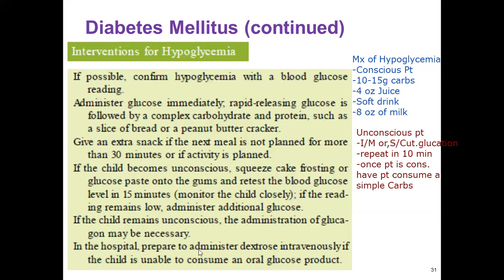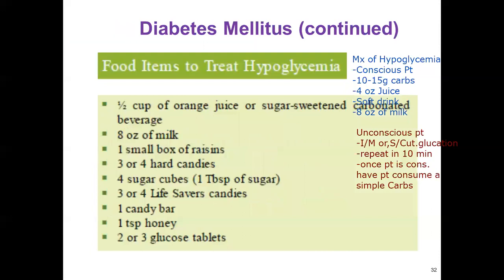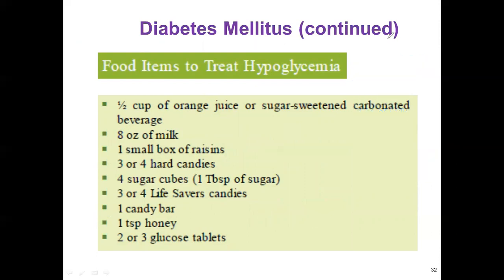In the hospital, we administer dextrose intravenously if the child is unable to consume an oral glucose product. In this table, we can see the food list, what we need to follow for our patient. So, food items to treat hypoglycemia. We can choose half a cup of orange juice or sugar-sweetened carbonated beverage, 8 ounces of milk, or a small box of raisins, 3 to 4 hard candies, or 4 sugar cubes, or 1 candy bar, 1 teaspoon of honey, or a glucose tablet.